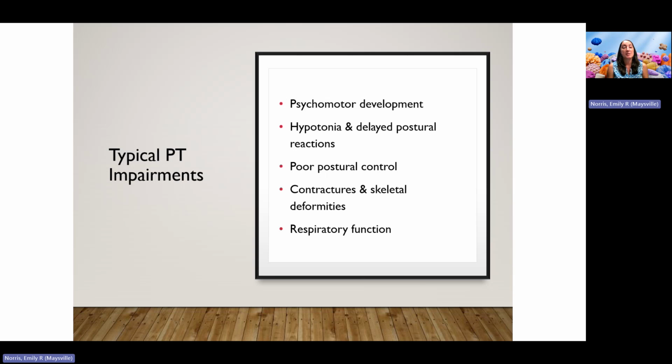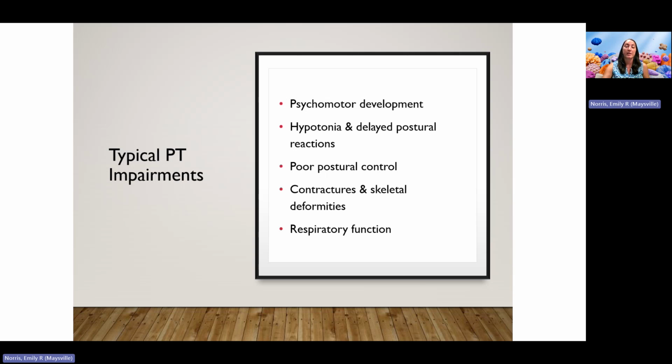Our last slide, typical PT impairments. With all of the genetic disorders we've talked about, there may be some psychomotor development issues, which is not necessarily a PT impairment, but something to consider when you are educating patients and when you are developing a treatment plan. There is often low tone, which is basically generalized weakness, delayed postural reactions, which would lead to balance problems and coordination problems, poor postural control, which will delay their motor milestones, like having trouble sitting or standing independently, contractures, skeletal deformities, and problems with respiratory function.